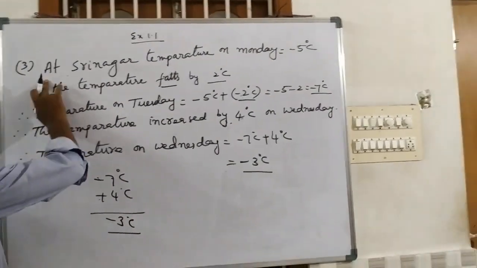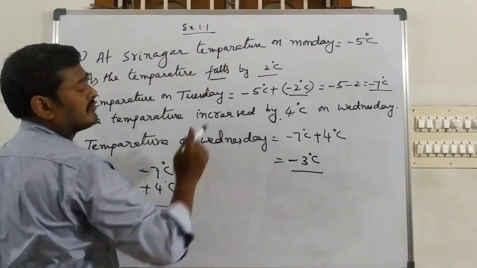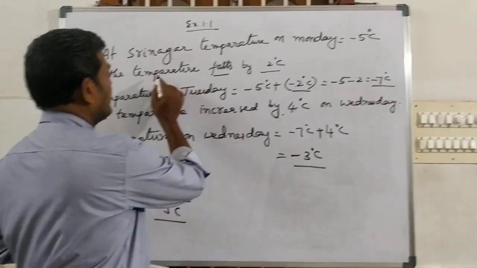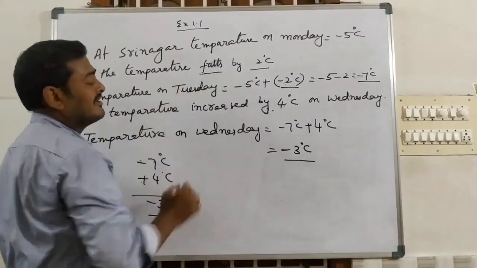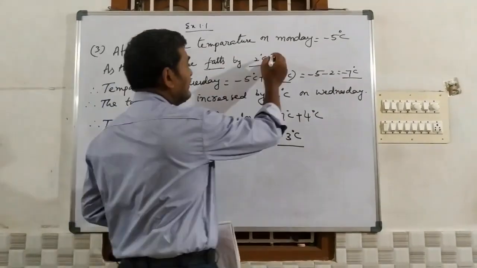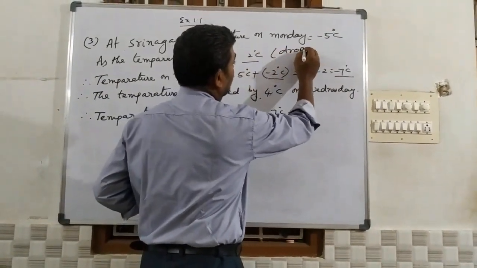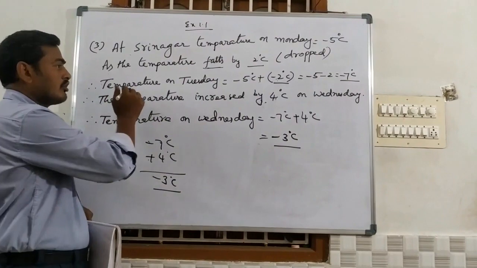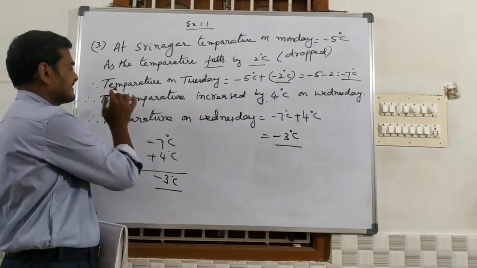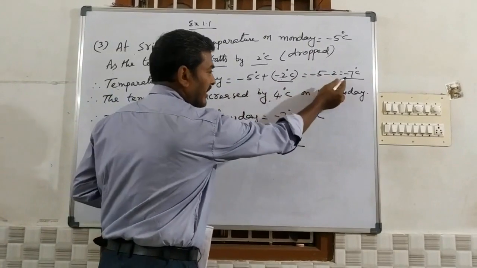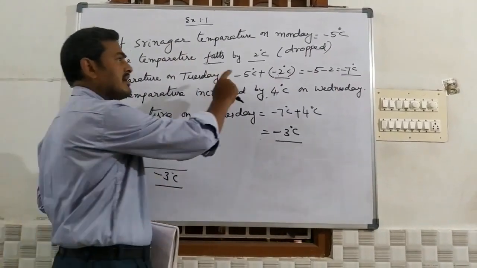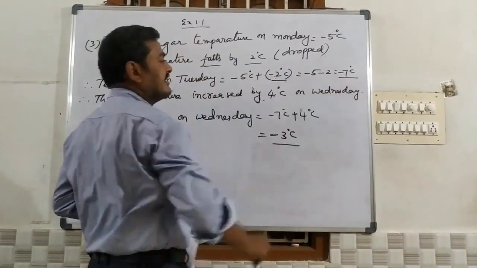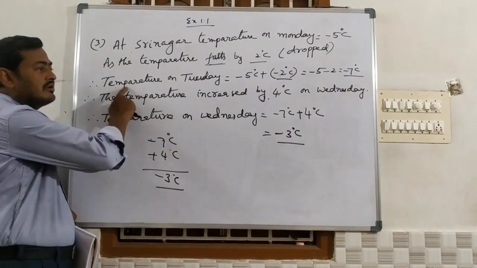Once again I will explain this question. At Srinagar, the Monday temperature, the first temperature, is minus 5 degree Celsius. Then 2 degrees will be dropped. Dropped or falls by 2 degree Celsius. Now, dropped means what? Minus 2 degree Celsius. So already Monday is minus 5 degree Celsius and 2 degree Celsius is dropped, then the temperature on Tuesday is minus 7 degree Celsius.